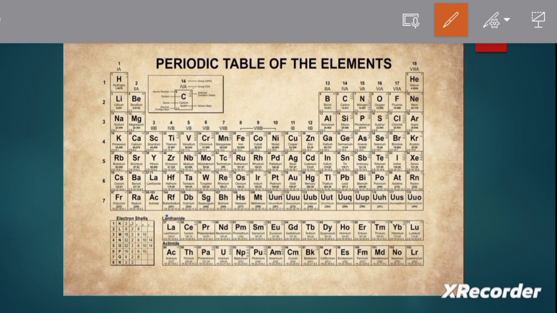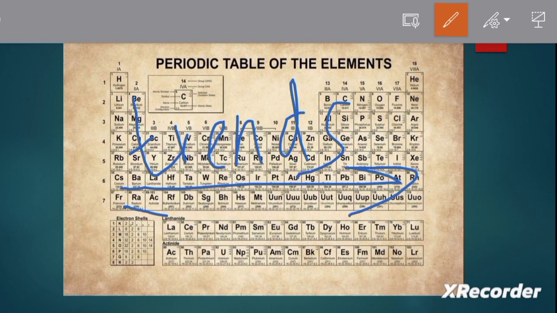And you should remember something. These rows we call periods. These periods show some property variations of elements. Right? Some properties of elements vary along the periods. We call them periodic trends. We can learn them in the future, but just remember that periodic trends are shown along the periods. You have to learn them in the near future.